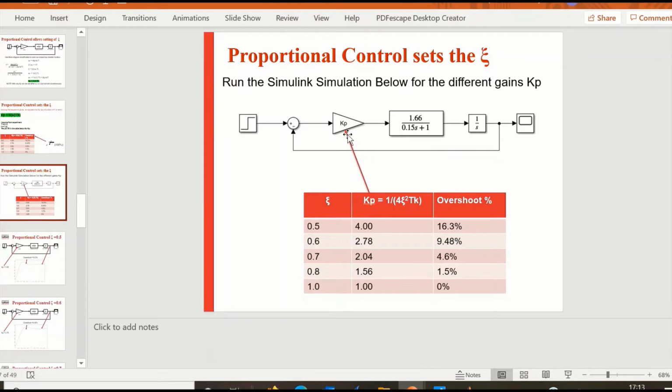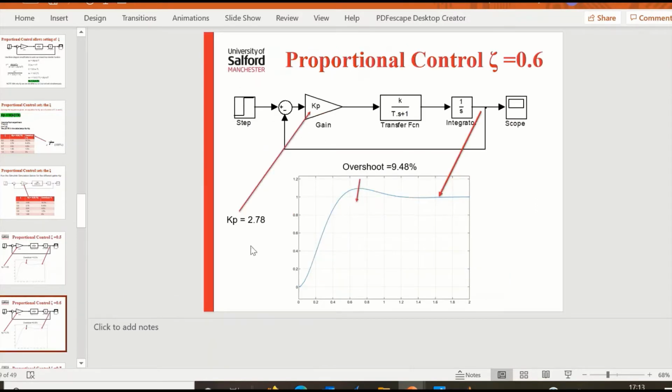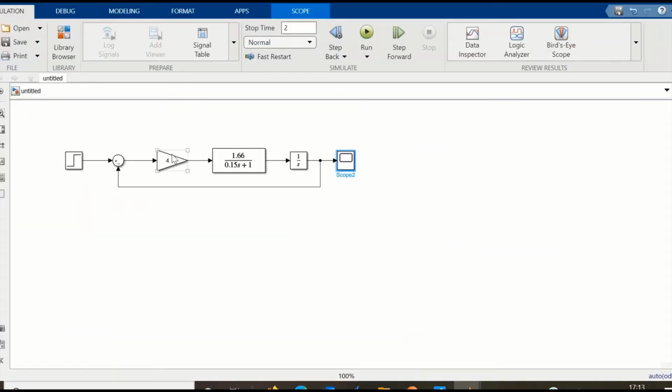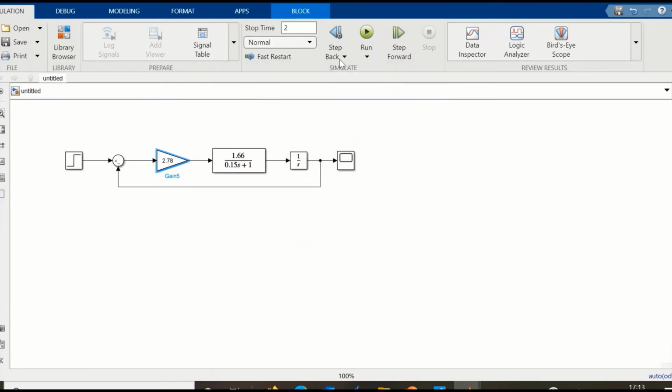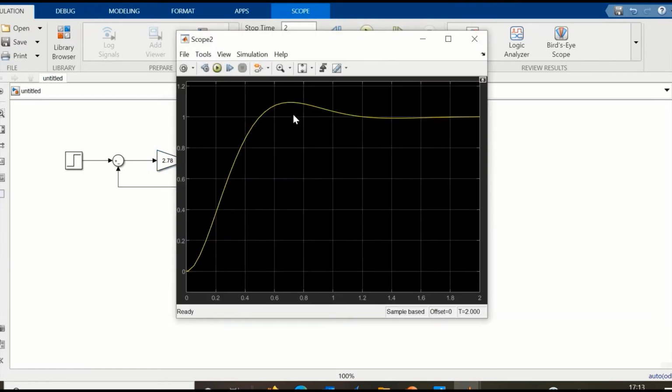So I need to change the gain in here now to 2.78. So 2.78, here we go. So go into Simulink now and change the gain to 2.78, and then run this one. Look at this, and now we can see that's 9.48% overshoot there. You can see it's about in the middle, almost about 10%. So that one looks pretty perfect.